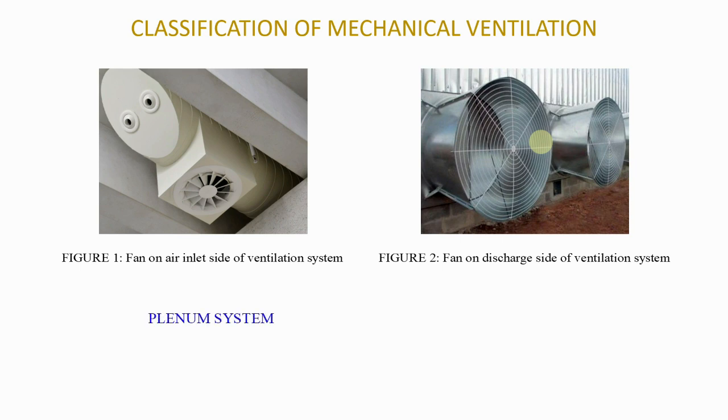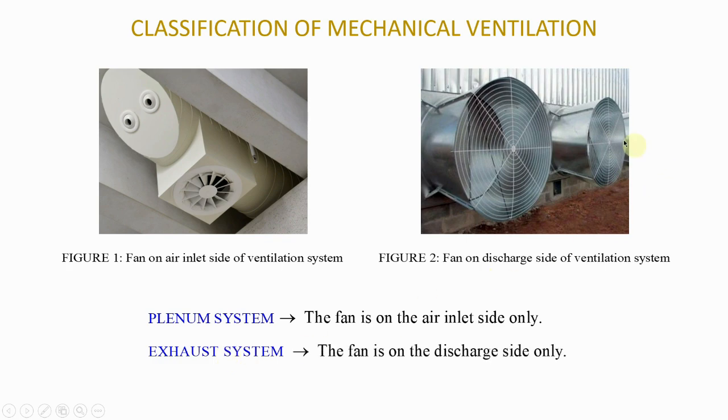The first one is what we call the plenum system. The plenum system is a ventilation system where the fan is on the air inlet side only. So a system like this one that's got the fan on the inlet side only, that will be a plenum system. The second system is an exhaust system. That one is when the fan is on the discharge side only. So what you're looking at in this second picture, that will be an exhaust ventilation system.